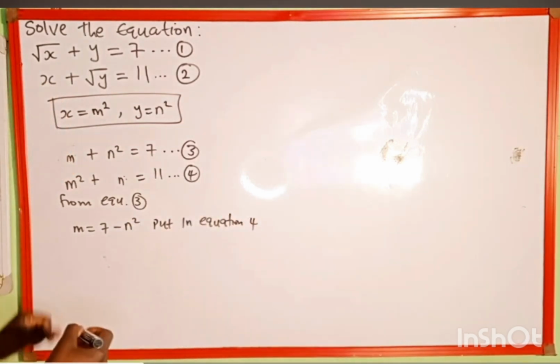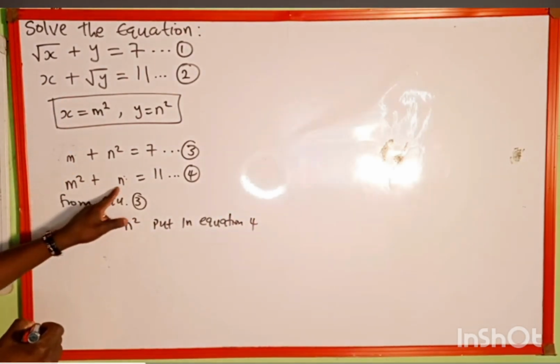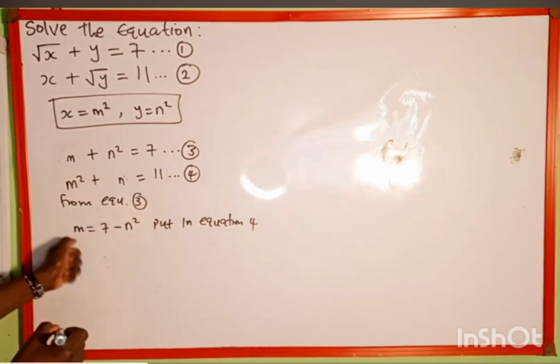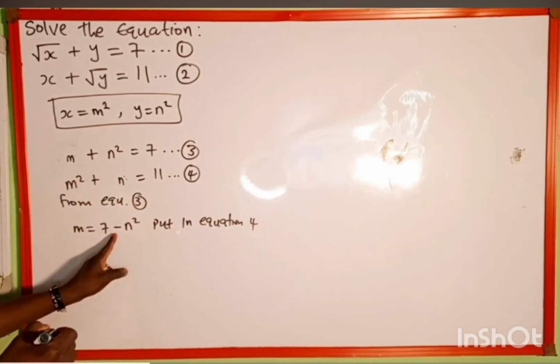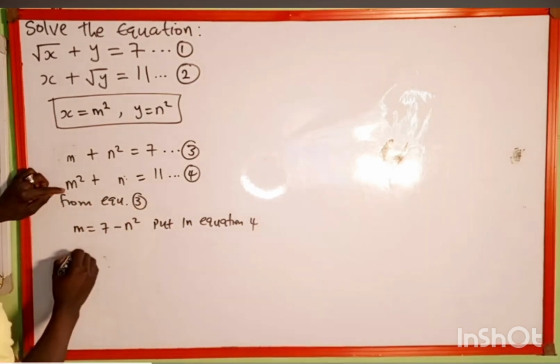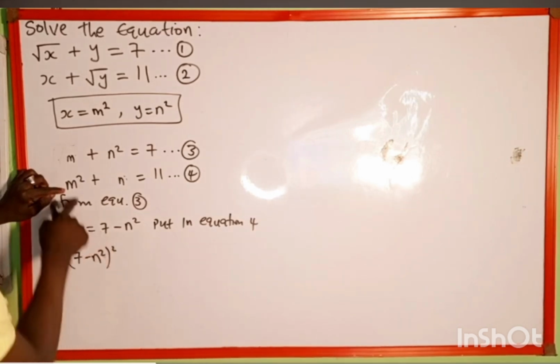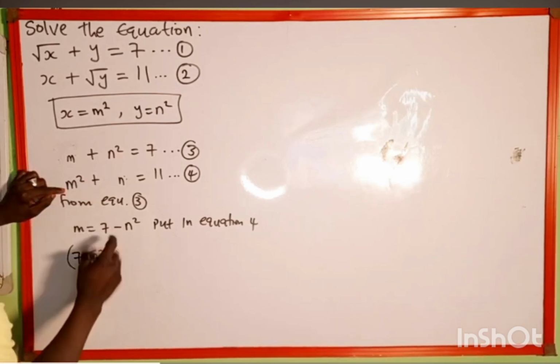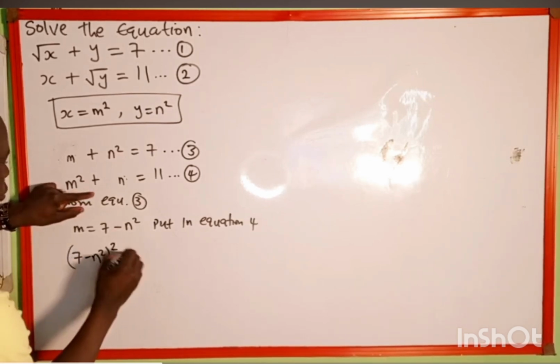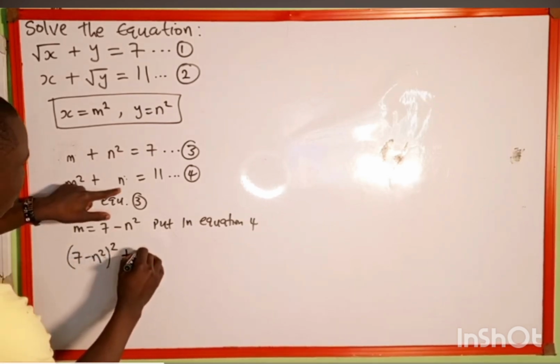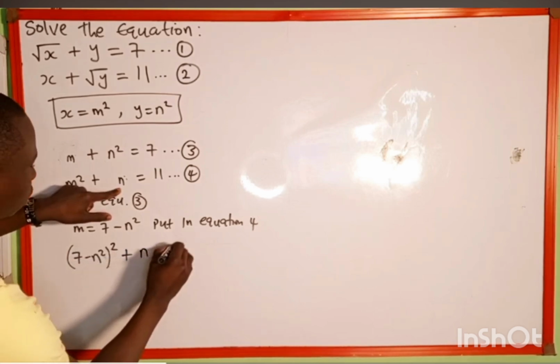So from equation 4, what do we have? m squared plus n is equal to 11. Anywhere we see m, we replace it with 7 minus n squared. So this is going to be 7 minus n squared, then all squared because of this square. This is the value of m, then everything squared, then plus n, which is equal to 11.